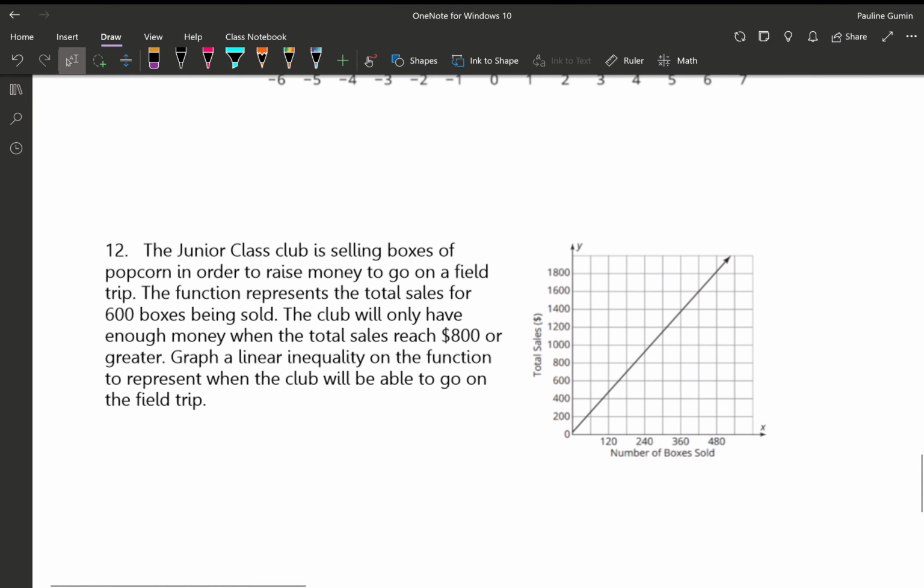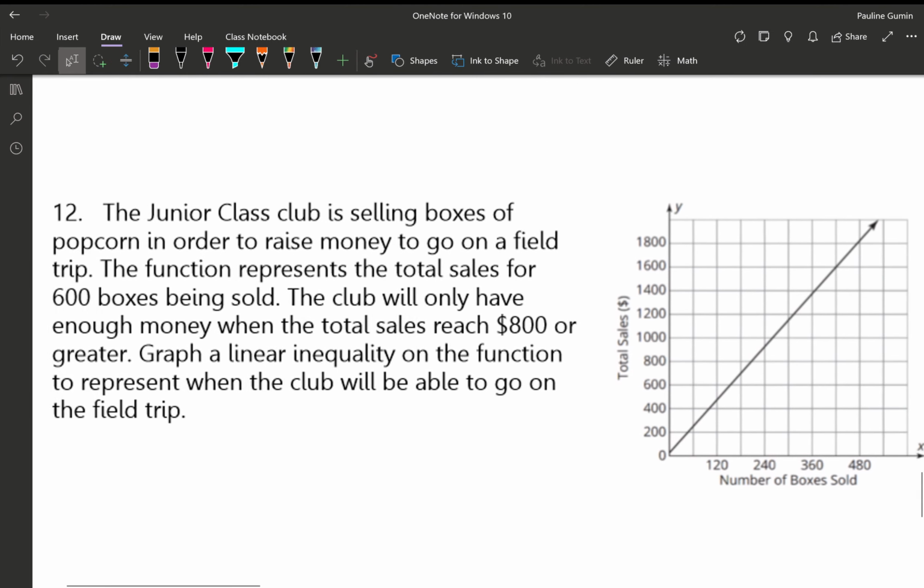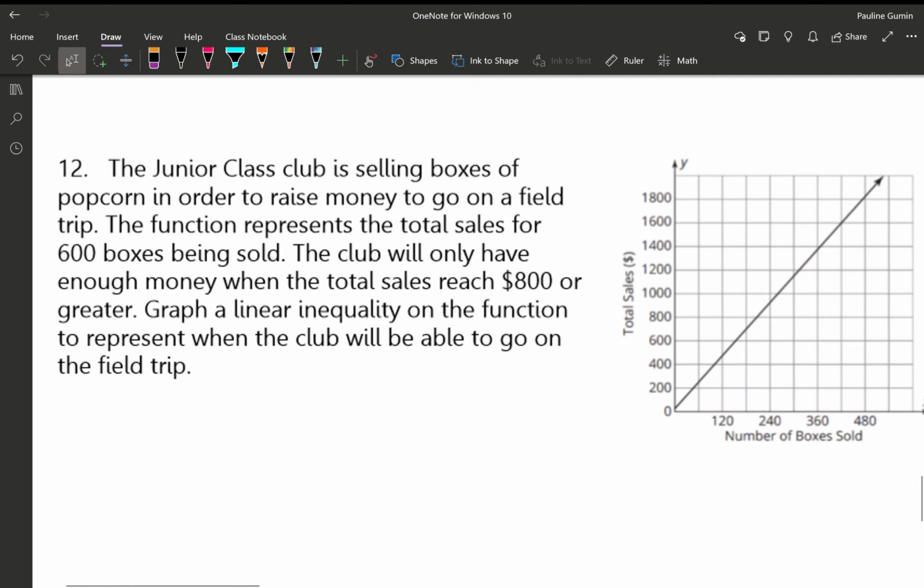Okay, last question, number 12. The junior club is selling boxes of popcorn in order to raise money to go on a field trip. The function represents the total sales for 600 boxes being sold. The club will only have enough money if it reaches 800 or more.